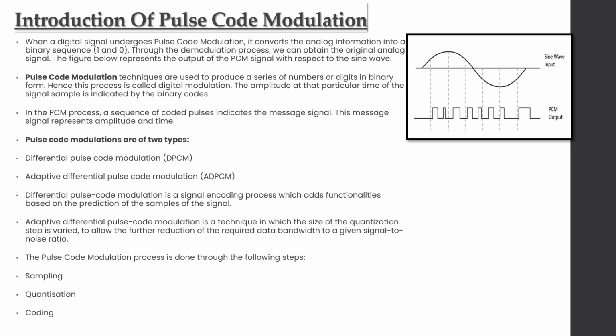Differential pulse code modulation is a signal encoding process which adds functionality based on the prediction of the sample of the signal. Adaptive differential pulse code modulation is a technique in which the size of the quantization step is varied to allow further reduction of the required data bandwidth for a given signal to noise ratio. The pulse code modulation process is done through the following steps. Number one, sampling. Number two, quantization. Number three, coding.